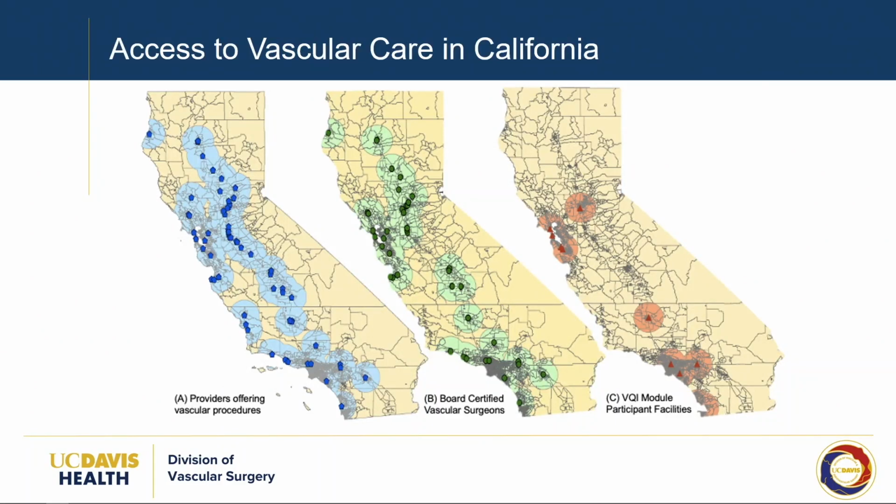So to describe vascular deserts, all providers performing vascular procedures from the state of California were identified through online provider and healthcare facility searches. Facility participation in VQI lower extremity bypass and peripheral vascular intervention modules was also determined. Provider addresses were then geocoded, and a 30-mile surrounding buffer was created using ArcGIS. Maps were created based on the type of care that was provided, including all providers offering vascular procedures, board-certified vascular surgeons, and facilities participating in VQI modules.